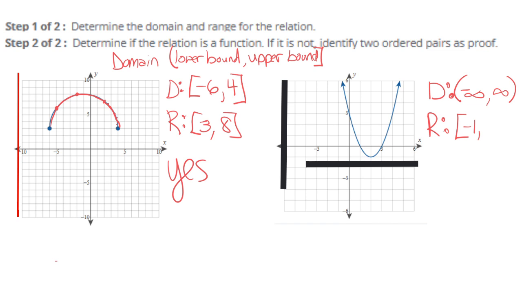And then you're looking at what's your upper bound. What's the highest y value I ever get? Well, that's going on to infinity again because of the arrows. So I'm just going to say that it goes to infinity, and you do a parenthesis.